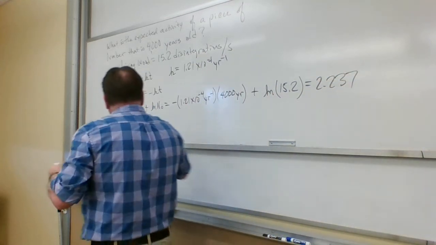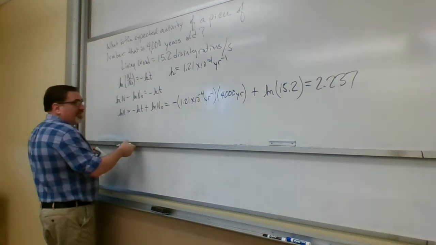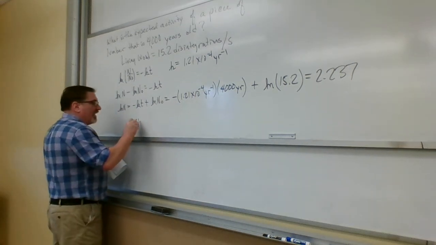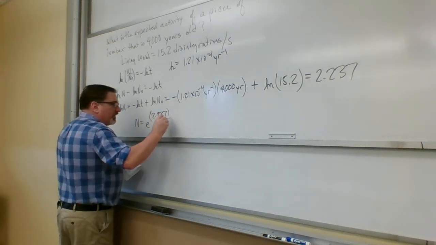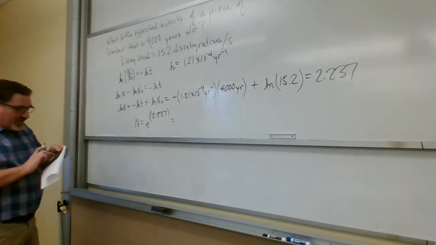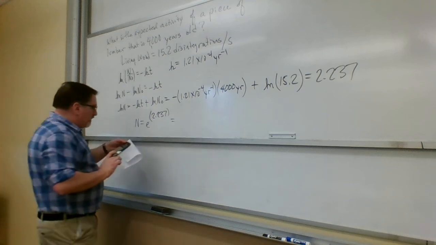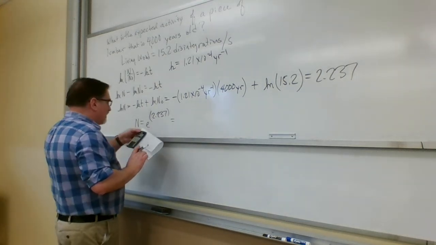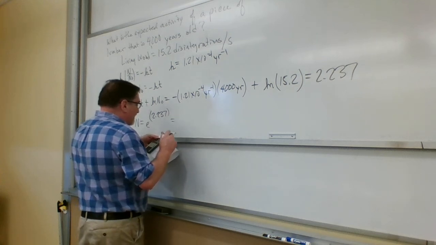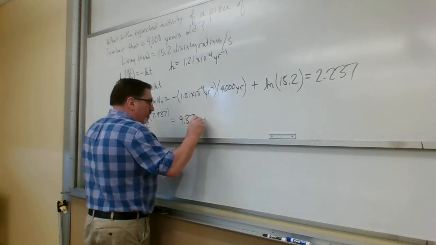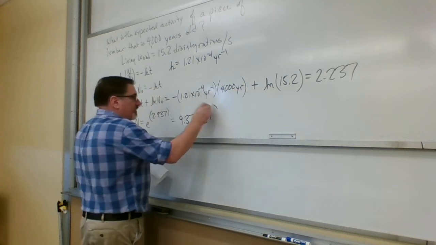That's not our answer. That's the natural log of the activity we're looking for. So n equals e to the power of 2.237. So that number that's on our screen, we hit second function natural log. So this piece of wood should show an activity of 9.37 disintegrations per second.